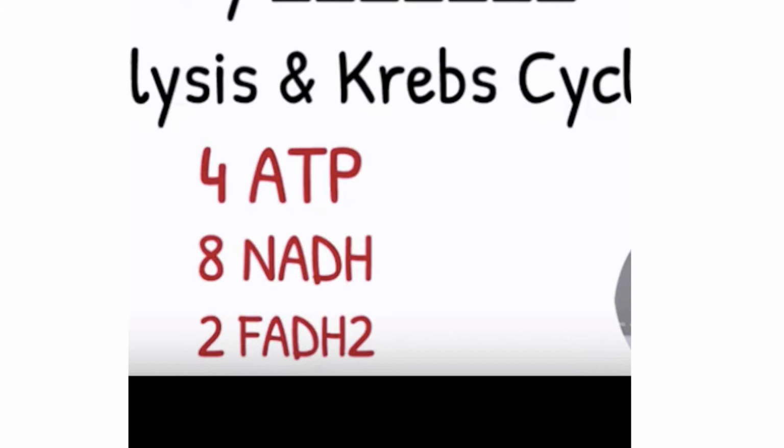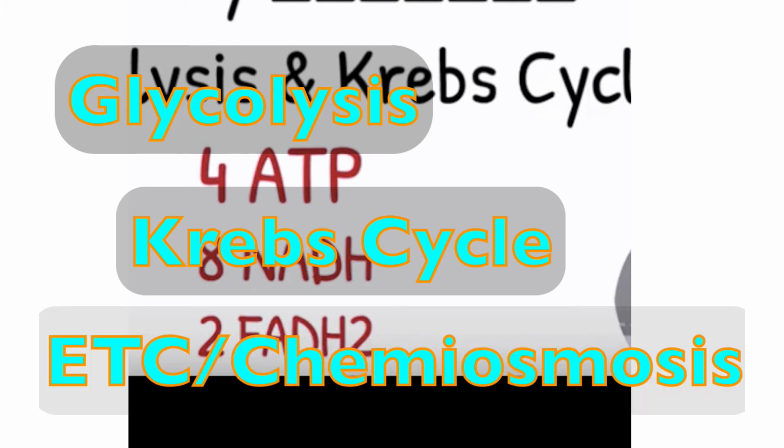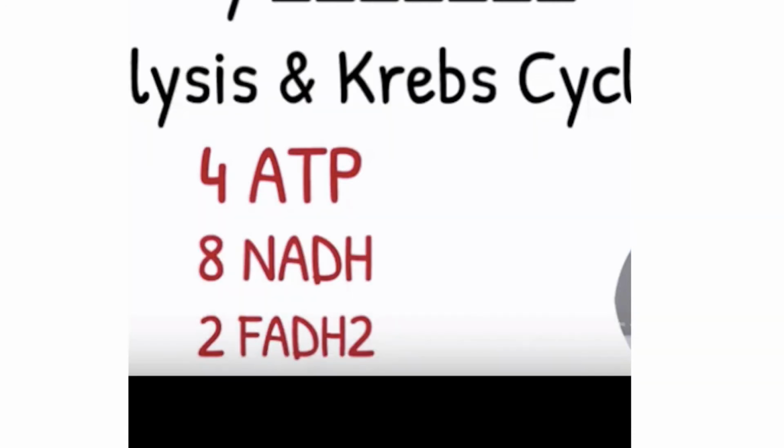So there are 3 phases to cellular respiration: glycolysis, the Krebs cycle, and the electron transport chain. Electron transport chain we can couple with a process known as chemiosmosis and oxidative phosphorylation. But for simplicity, I would just refer to it as the electron transport chain. The Krebs cycle is also known as the citric acid cycle. So we have glycolysis, Krebs cycle, and the electron transport chain. These are 3 separate but intimately related processes within cellular respiration.